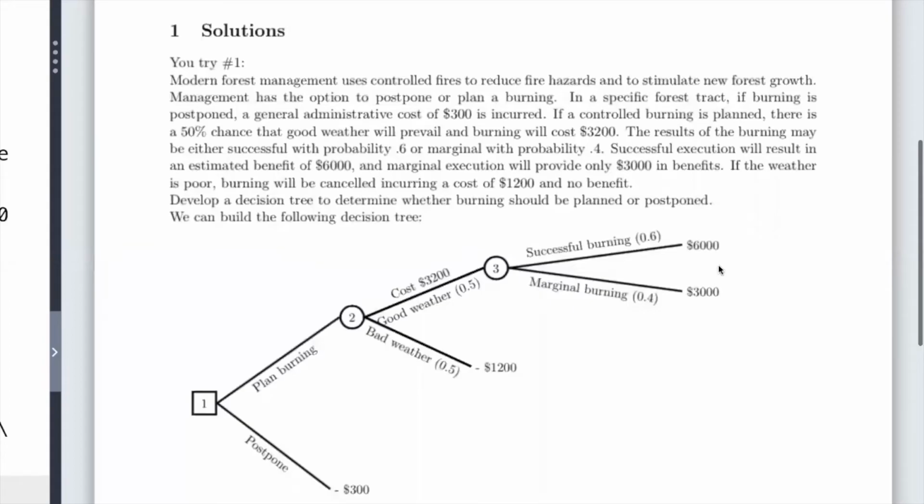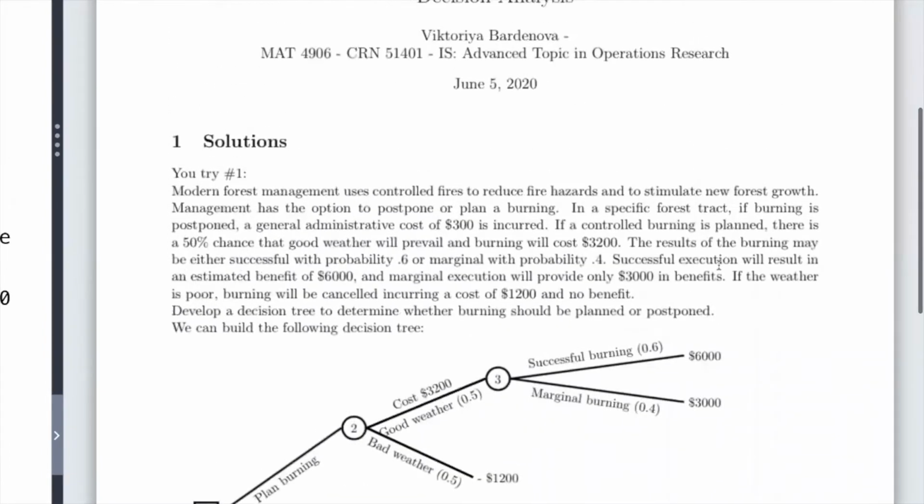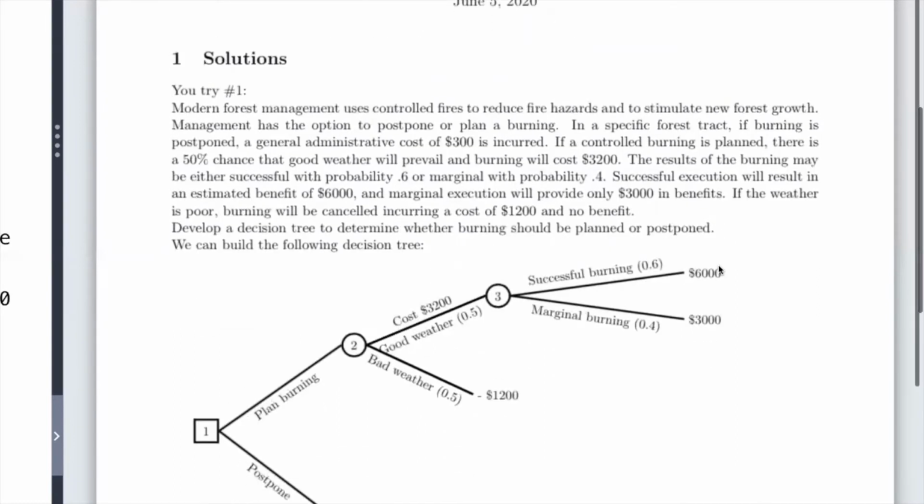Hello everyone, these are my solutions for the decision tree examples, which is chapter 11 from the operations research book from Taha. I included two examples, and now I'm going to show you their solutions. So here is the first example. I'm going to show you the decision tree and how to solve it.